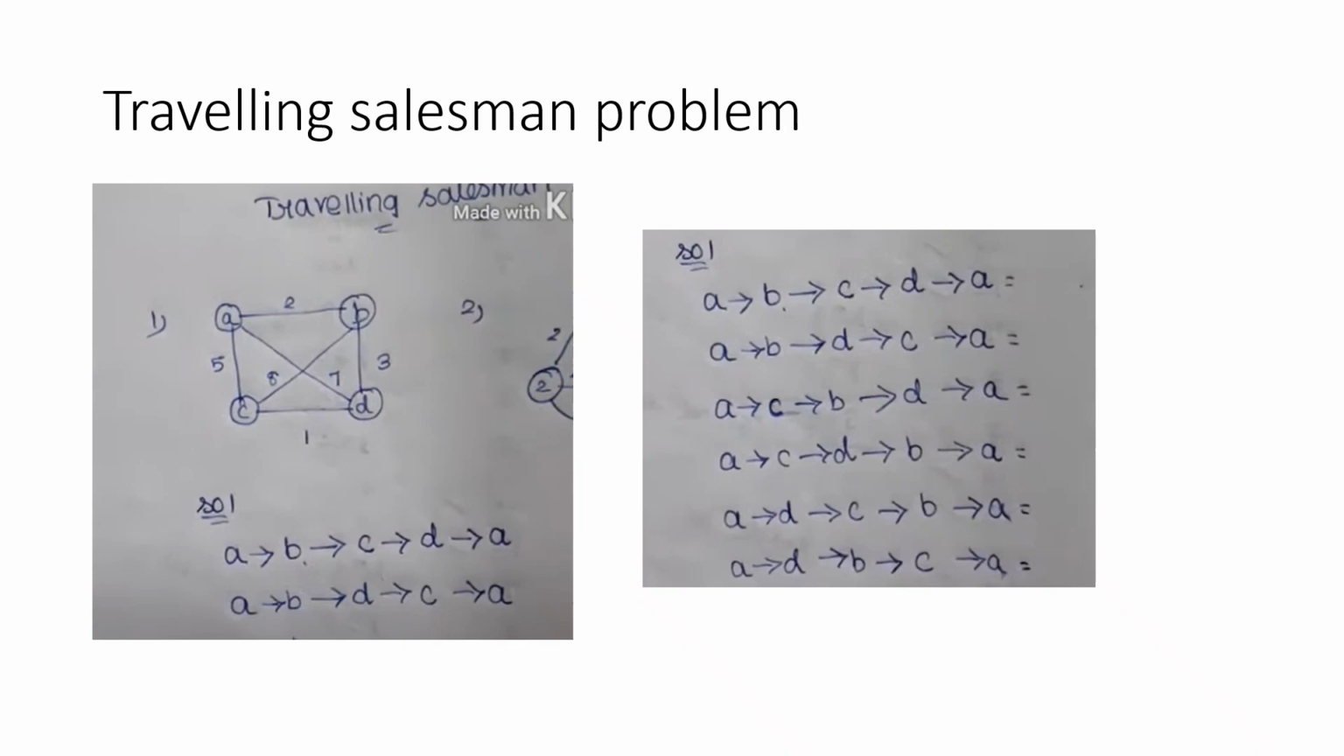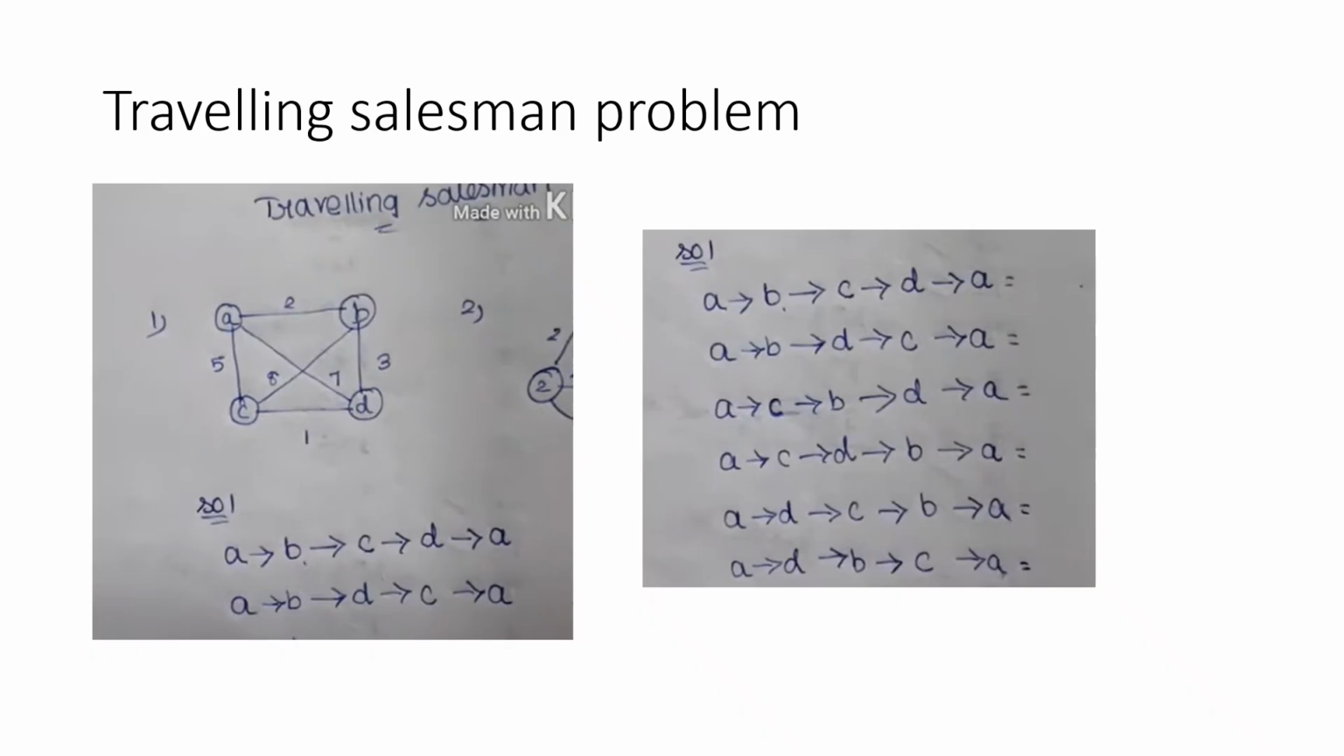The first node is here, and this is the starting point, A. A goes to B, and B is connected to C, and C is visited to D, and D again goes back to A. So this is the first way of visiting our cities. Another possible way is the same: we can take A as the starting point.